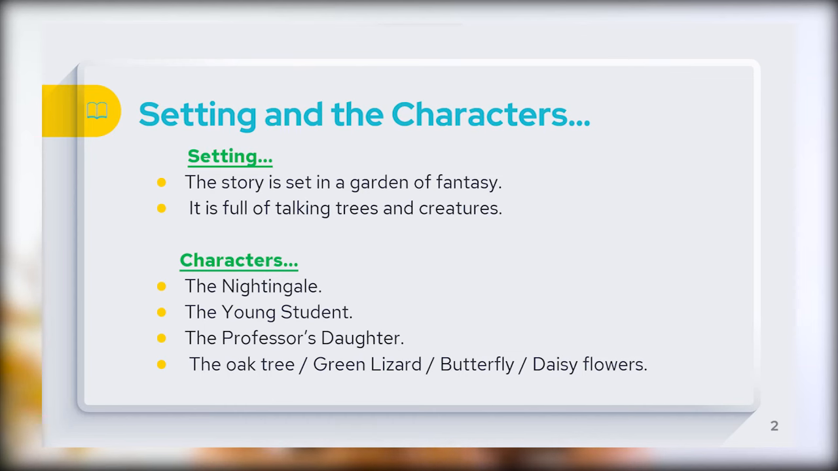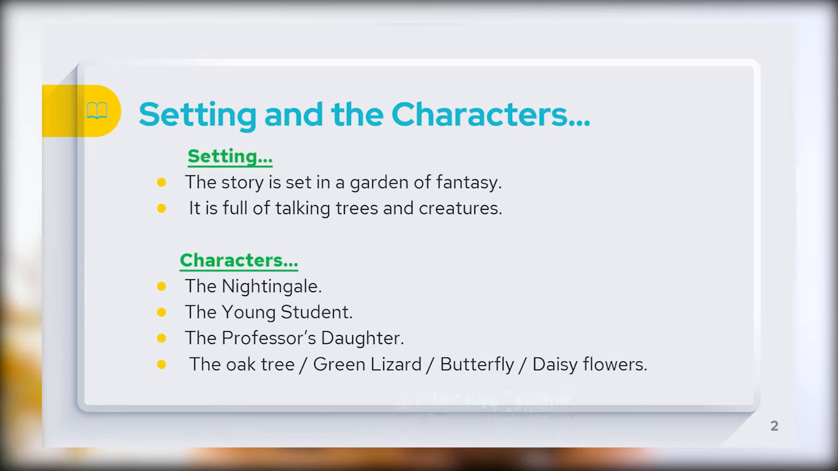Almost all the trees, all the creatures mentioned in the story are speaking. They can understand the human language and the animal language also. So remember that. It's not a normal garden that we see in everyday life. It is full of talking trees and creatures. So that is the setting.